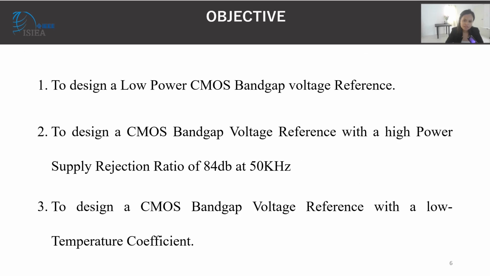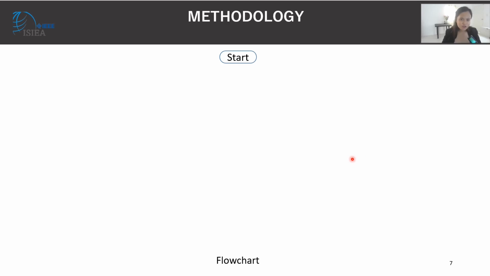With the mentioned gaps and limitations of the previous literature, this paper aims first to design a low power CMOS bandgap voltage reference. Second, to design a CMOS bandgap voltage reference with a high power supply rejection ratio of 84 dB at 50 kHz. And lastly, to design a CMOS bandgap voltage reference with a low temperature coefficient. The following figure shows the flow chart of the study conducted. This chart contains the process the researcher used to achieve the objectives of the study.